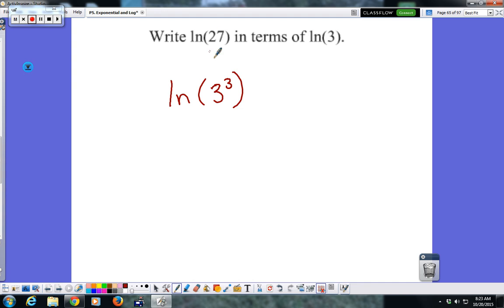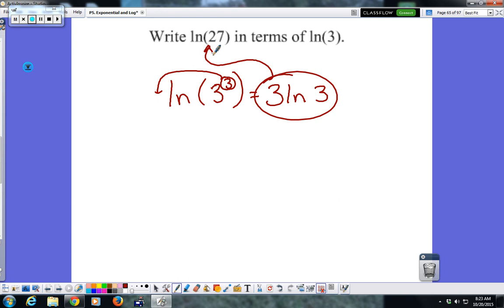So I know that 27 is 3 to the 3rd power. I also know my 3rd rule of logs says if I have an exponent, I can simply move it out front. So if I know what the natural log of 3 is, I can simply multiply the natural log of 3 by 3, and this is the same thing as this. So the natural log of 27 is simply 3 times the natural log of 3. The natural log of 9 would be 2 times the natural log of 3. The natural log of 81 would be 4 times the natural log of 3, and so on and so forth.